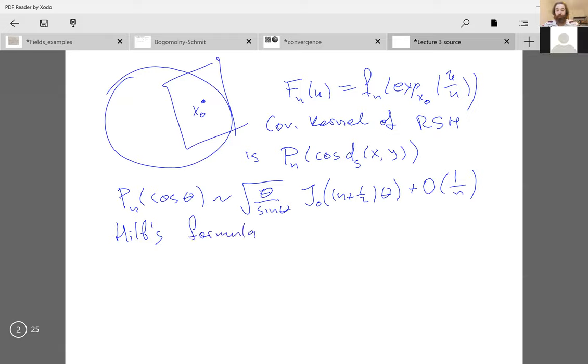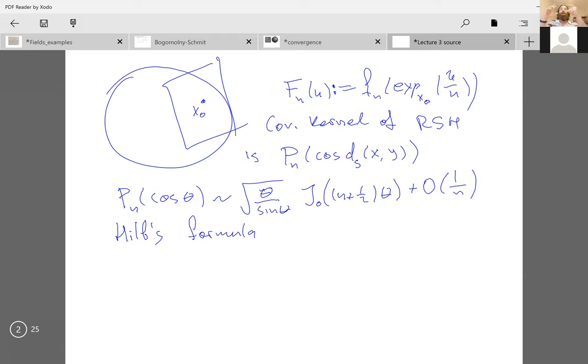Excuse me, what is F capital N? So this is a definition. I basically just project my field from the sphere to the tangent plane by the exponential map. And why do we need this? Okay, so there is a wavelength, which is 1 over n. I rescale by n. Now my wavelength is 1.